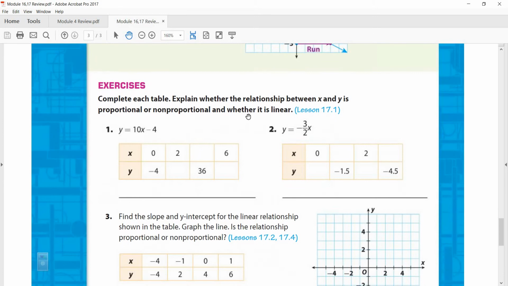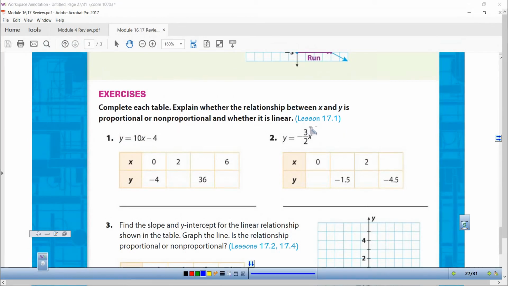Okay, so let's take a look at some problems here. Complete each table. Explain whether the relationship between x and y is proportional or non-proportional, and whether it is linear. All right, y equals 10x minus 4. So this says take whatever x is, multiply it by 10, and subtract 4. It also tells me that the slope is going to be 10, and the y-intercept is going to be negative 4.